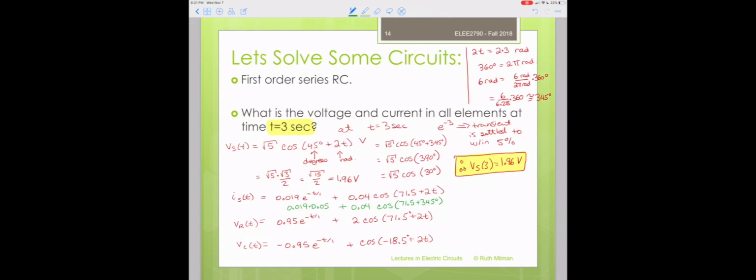And of course, if we're going to do that, that's equal to 345 plus 71.5 is 416. Subtract off 360, and you're left with 56.5 degrees. So this is equal to the cosine of 56.5 degrees.